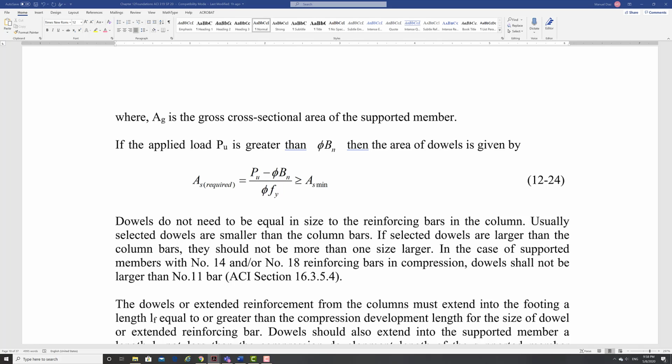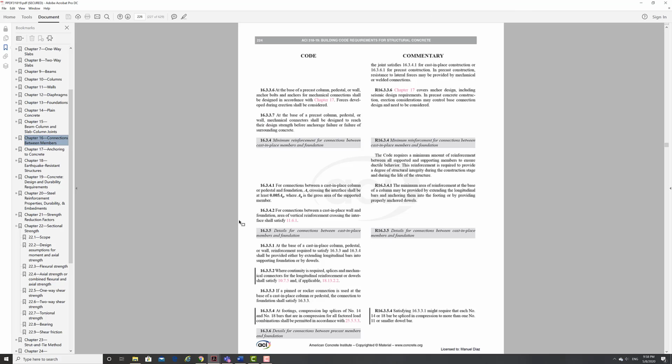Okay? And so if we go here, right, all footings, compression lap splices of number 14 and number 18 bars that are in compression for all factored load combinations shall be permitted in accordance with 25.5.5.3. So now you go to 25.5.5.3, right?